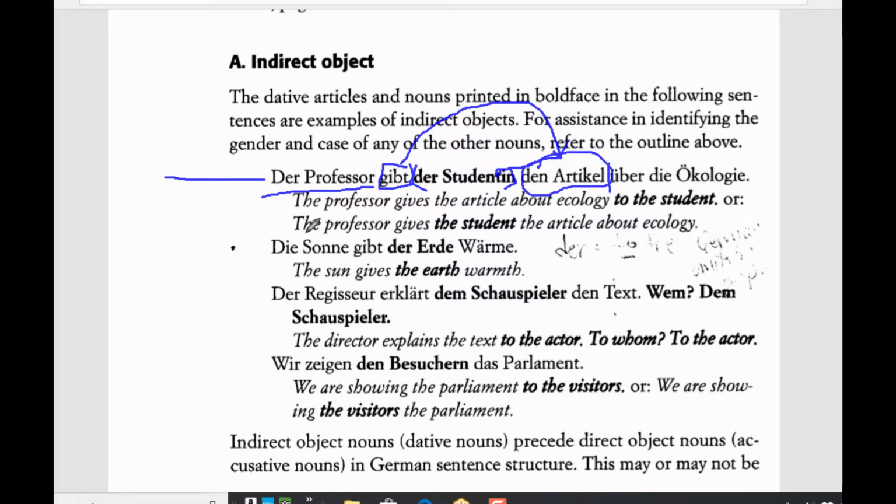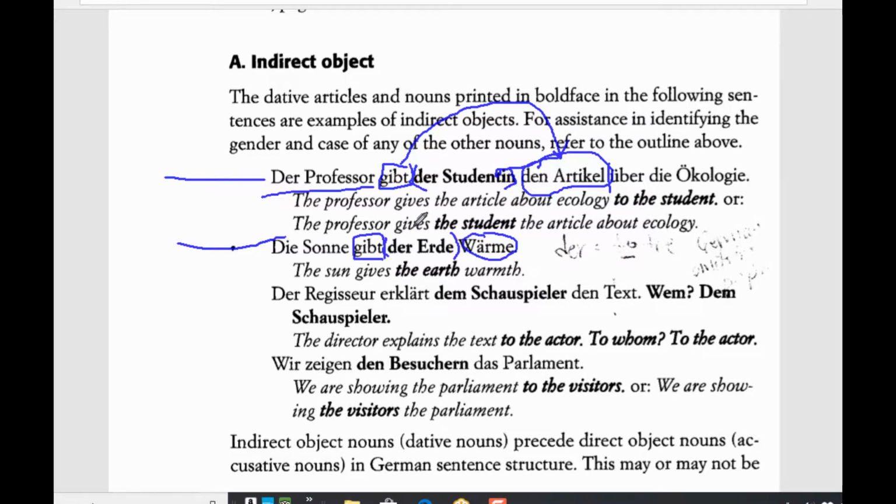Let's do the next one. Die Sonne gibt der Erde Wärme. The verb is? Gibt. Gibt, and the direct object is? Wärme. Wärme, good. So in German, very often the pattern is to have the indirect object precede the direct object, or the dative precede the accusative. So in this case, it's the sun gives warmth to the earth.